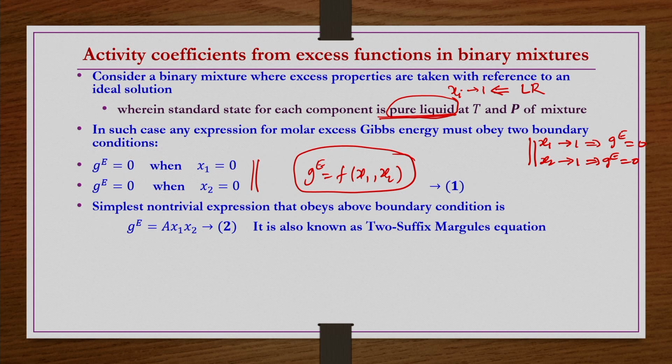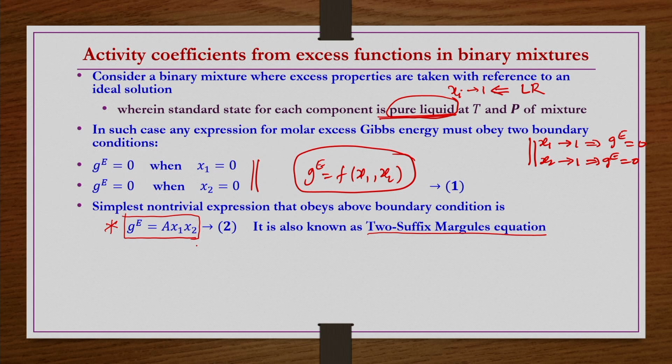GE is equal to A x1 x2, where A is a constant, temperature dependent, but independent of the composition. Now, if x1 is 0, then GE is 0; if x2 is 0, then also GE is 0. So, this is the simplest possible expression for GE satisfying these two boundary conditions, and this is for the binary mixture. This is also known as the 2 suffix Margules equation. The molar excess Gibbs energy is defined using this equation.